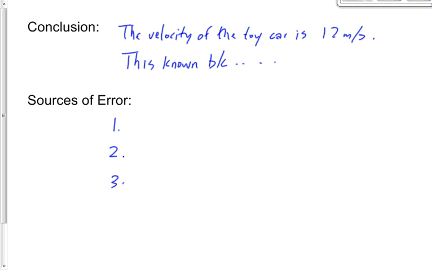That's the kind of thing that we're looking for here, okay? So what could have been better? How could it have been better? And we want 2 or 3 good sources of error there.